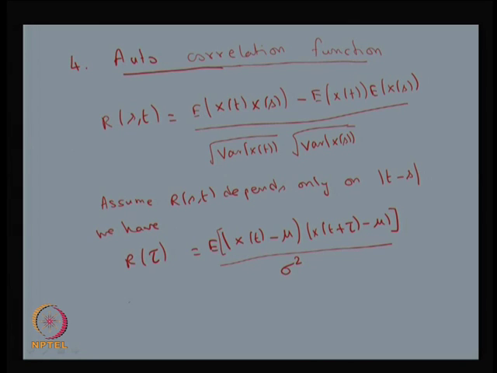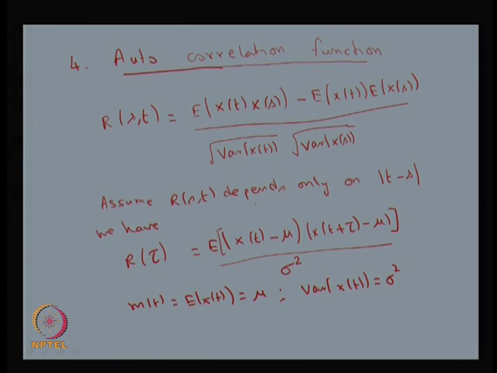So, here I have made one more assumption: the m of t, that is nothing but the expectation of x of t, is going to be mu, and the variance of x of t is going to be sigma square. With that assumption only, the r of tau is going to be the expectation of this product divided by sigma square, where the variance of x of t is not a function of t, it is a constant, that is sigma square, and similarly the mean function, expectation of x of t, is going to be mu, that is also independent of t.